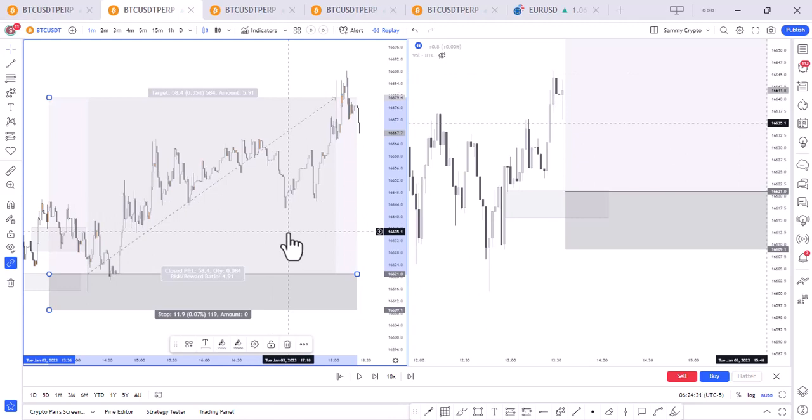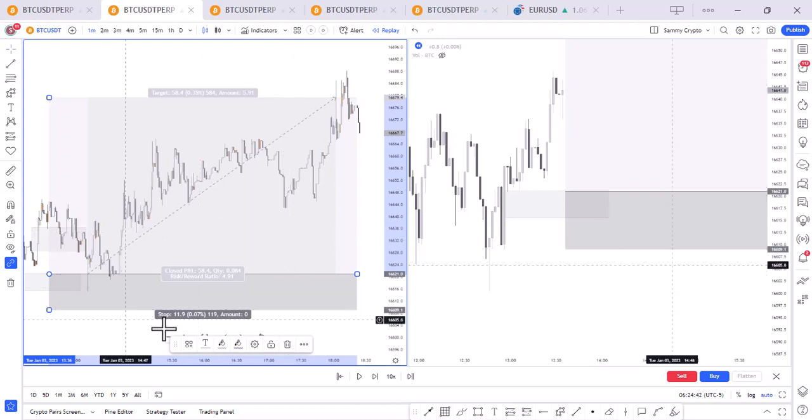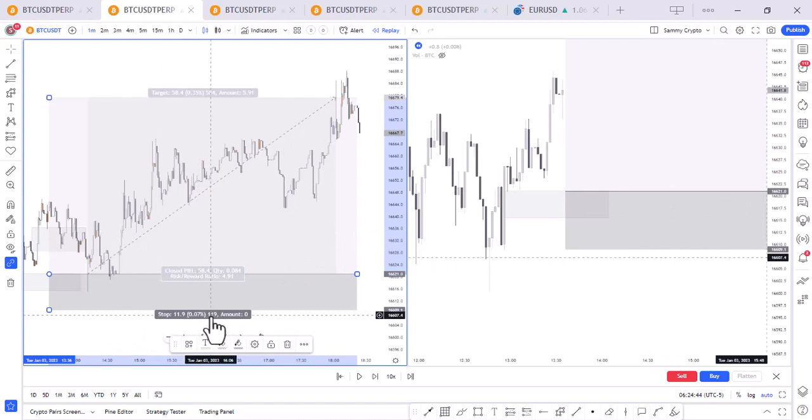I promise when we get to 300 subscribers on the channel, I'm going to be teaching crypto risk management and position sizing. Leverage doesn't really matter. What matters is your position size. So you see this stop loss is 0.07%. That's not what you're supposed to be looking at. That's exactly what you're supposed to be looking at.